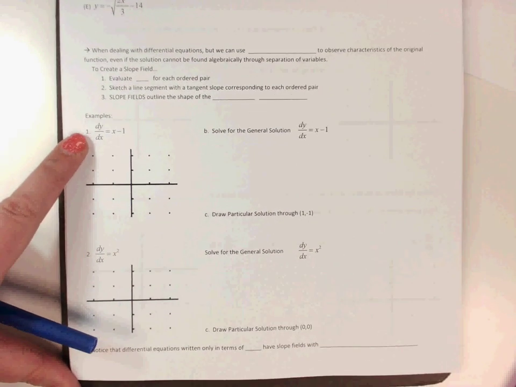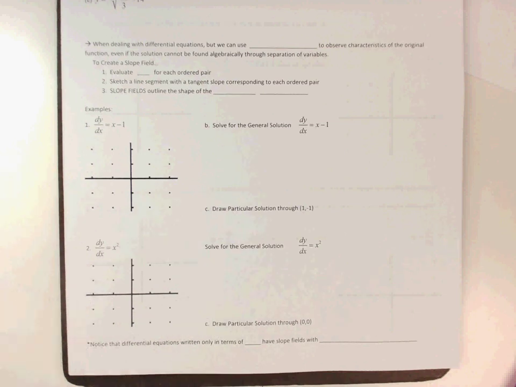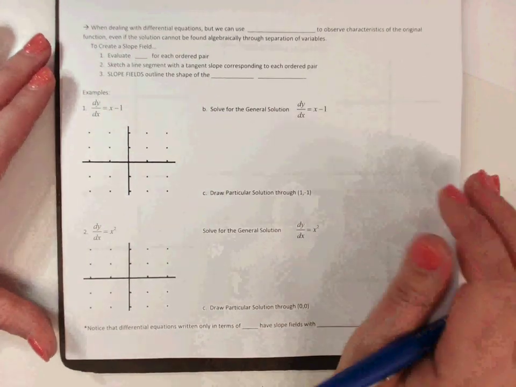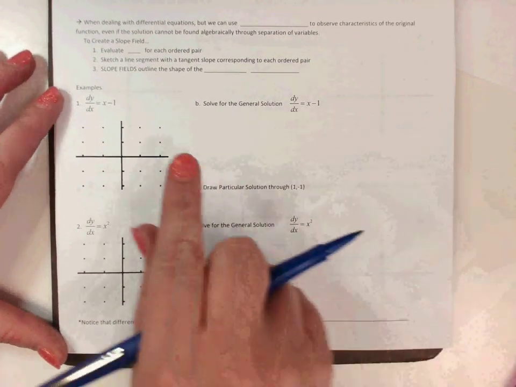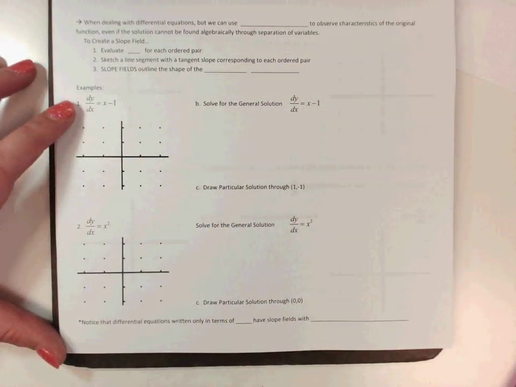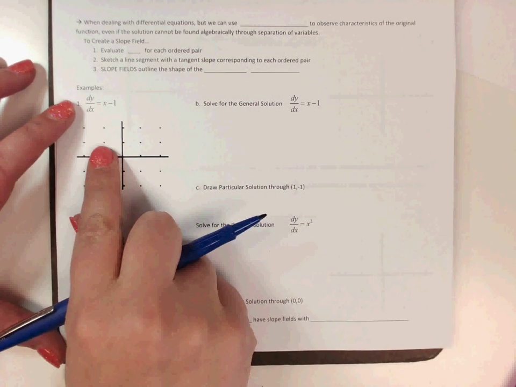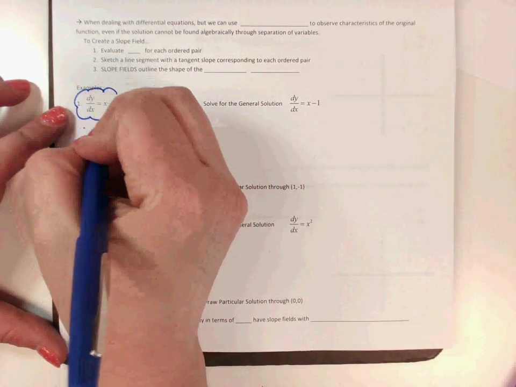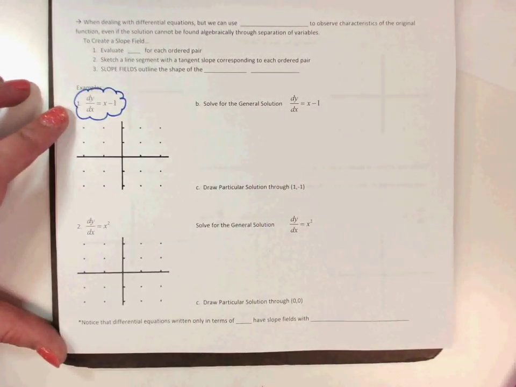So what you're going to do... Okay, so first thing, do your matching. Okay, so this point right here, you're going to plug into this, and then you're going to draw a line segment with the slope that you get when you plug into that.